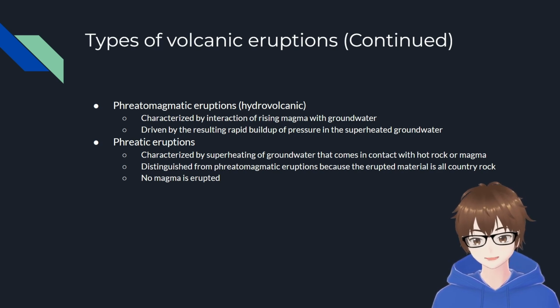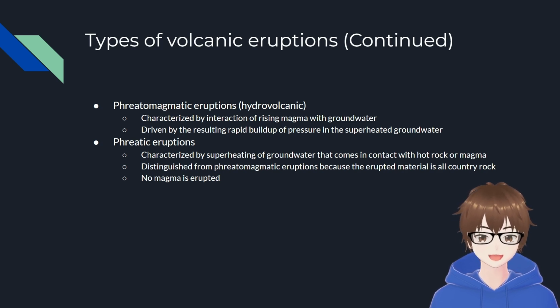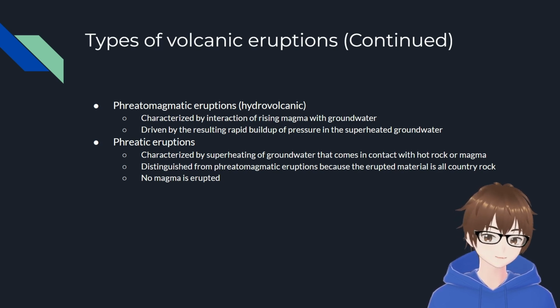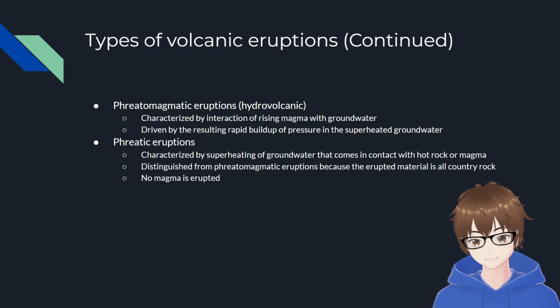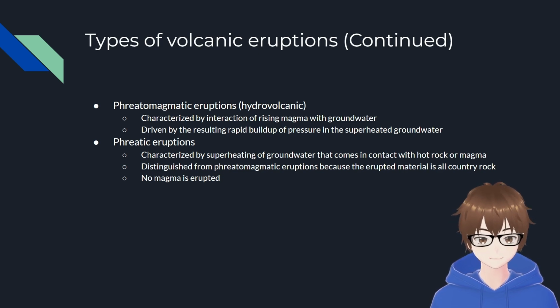Then we have the phreatic eruptions, which are characterized by the superheating of groundwater that comes in contact with hot rock or magma. And it's distinguished from the other type because the erupted material is all country rock and no magma is erupted. So, one, there's actually magma that's erupted. Another one, it's all country rock.